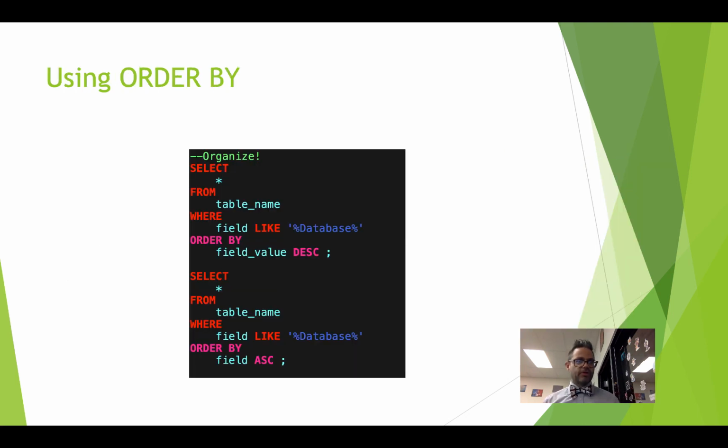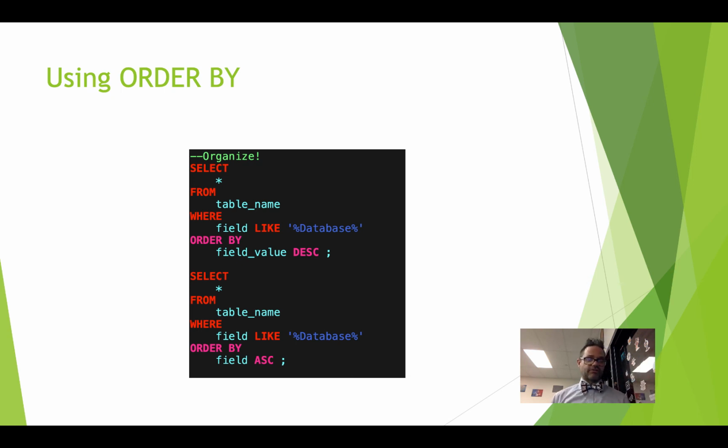Now, here's an example of the order by in use. So I'm going to select everything from table name. I'm going to limit that data by using a field like percent sign database percent sign. And then to make it more useful for me as a human being, I'm going to use order by field value going descending. Even though field value is not my select one, because it's part of that table, I still have access to it, and I can sort it by that going downwards.